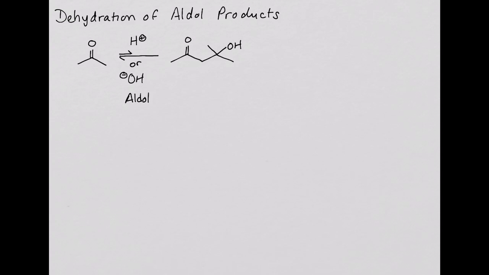This video will cover the dehydration of aldol products. The dehydration of, or removal of water from, the aldol product is one of the ways in which we can push the aldol reaction towards products. Remember that the aldol reaction is an equilibrium that tends to favor the reactants. The product of the aldol reaction is an alcohol that can be dehydrated to form an alkene.